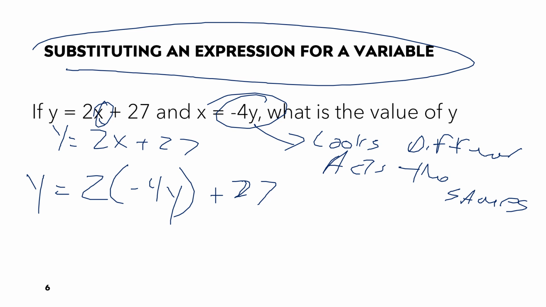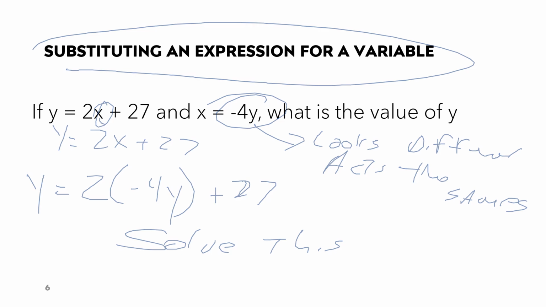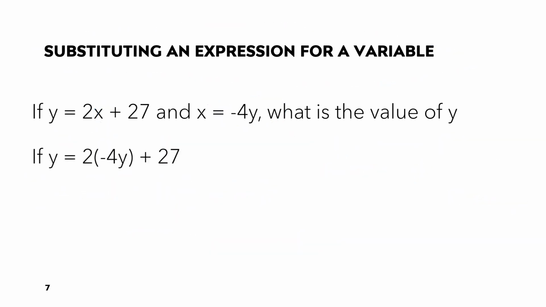So let's see if you can solve this. You want to pause the video, and I'll be back in a moment to help you out. Let's see what you did here. So we had 2, and instead of x, we're saying x is now negative 4y. So what's 2 times negative 4? That's right, it's negative 8y.